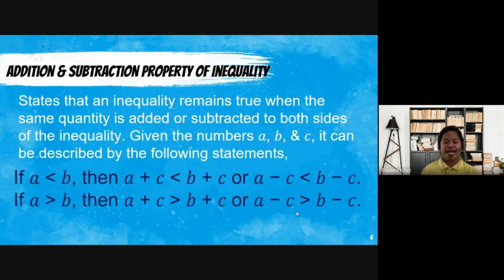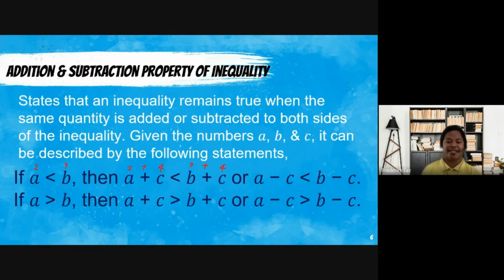For example, if A is 2, and B is 3, so 2 is less than 3, and if C is equal to 4, so we add 4 to 2, which is 6. 6 po siya. And 3 plus 4 is 7. So, 6 is less than 7. Di ba po? Example.